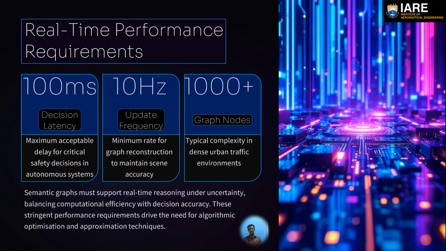And 1000 plus graph nodes. Graph nodes, more than 1000 of them. It is a typical complexity in dense urban traffic environments. Semantic graphs must support real-time reasoning under uncertainty, balancing computational efficiency with decision accuracy. These stringent performance requirements drive the need for algorithmic optimization and approximation techniques. Hence, that was all about real-time performance requirements.